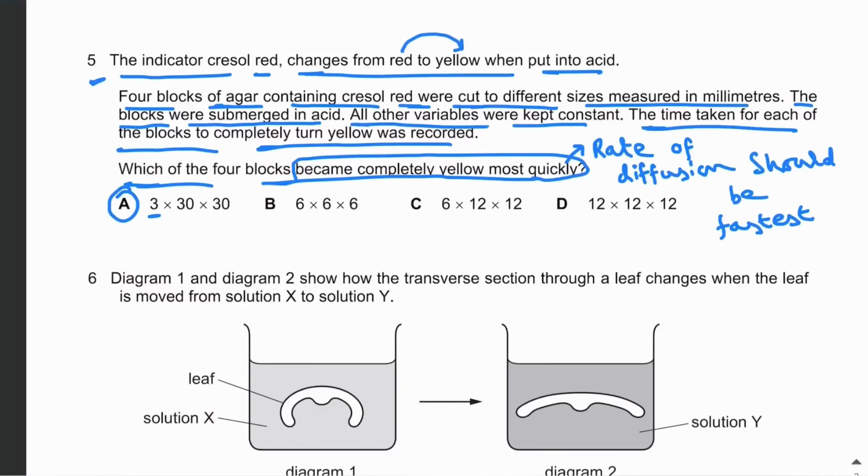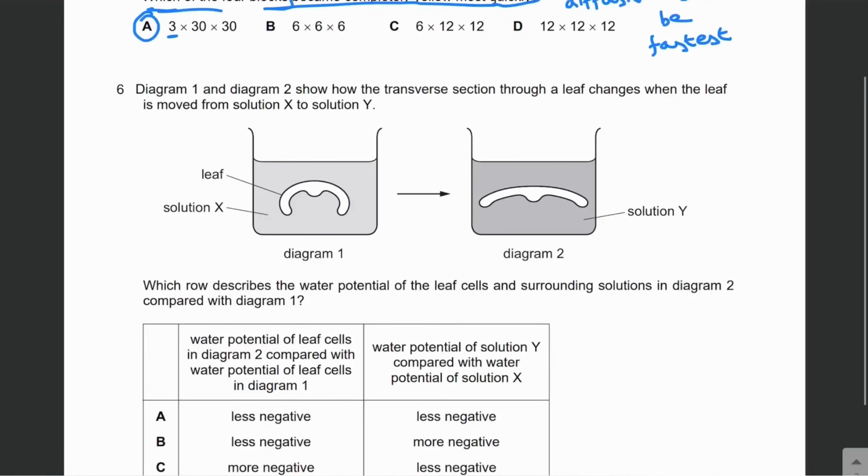If any block has the smallest dimension, the rate of diffusion will be fastest in that block. This is the rule. The answer is A. Let's move on to MCQ number 6.